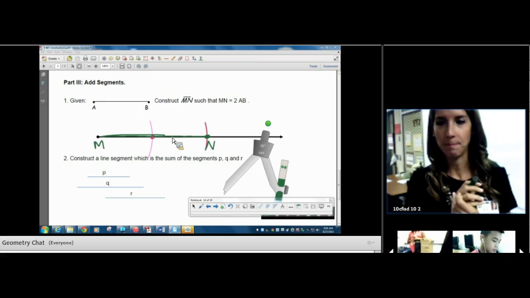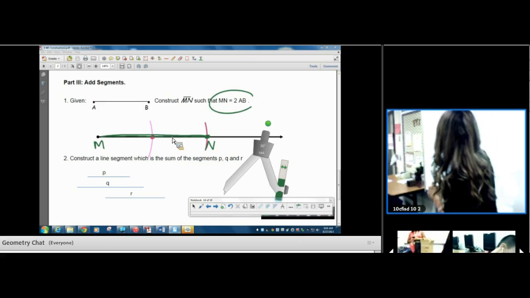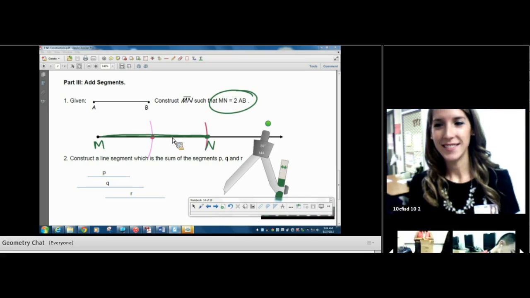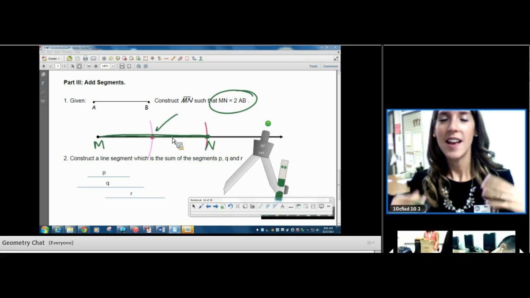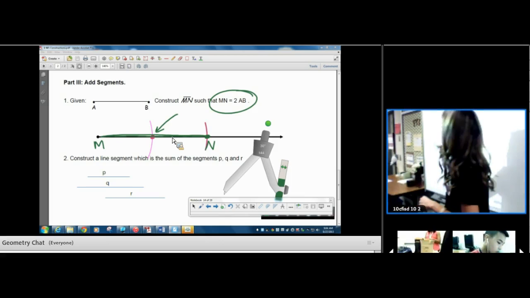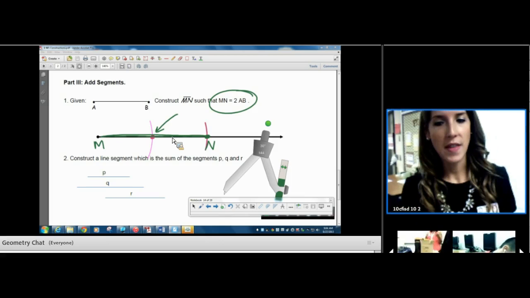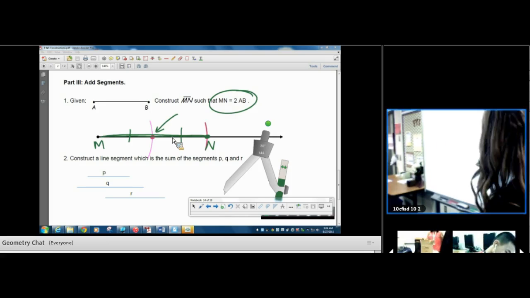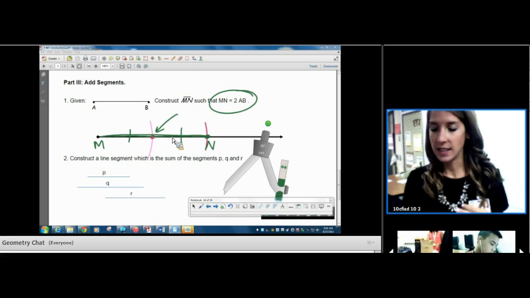That is our new segment, and it is twice the length of AB. What would this point right here be called? Hopefully you're saying a midpoint. That would be a midpoint, and this would be congruent to this, but we're going to learn more about that in our next unit.